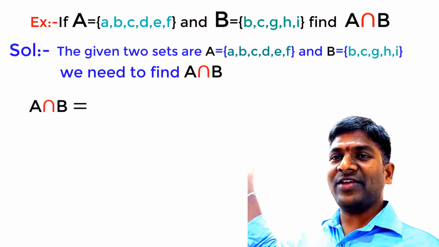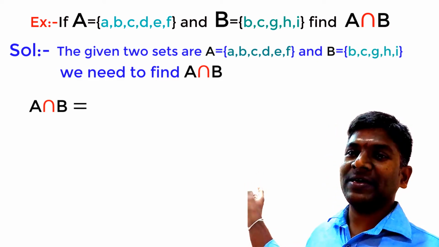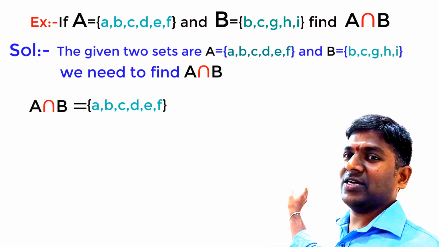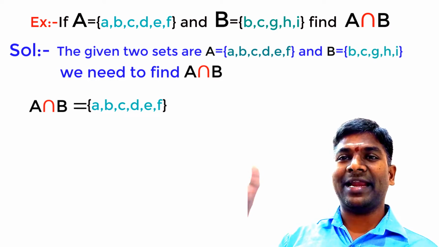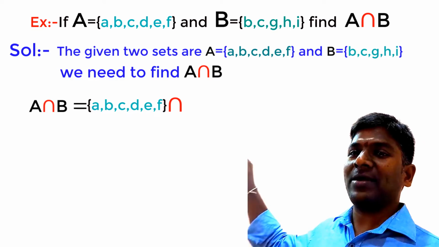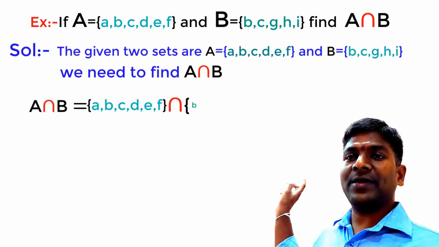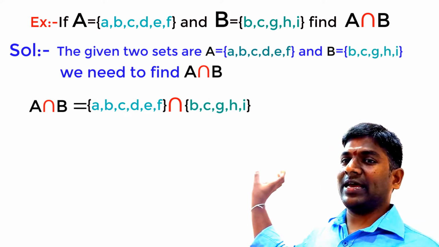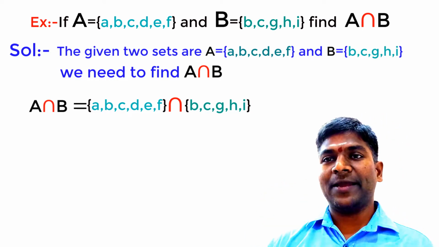What are the elements of A? So we write first set A. Set A elements are A, B, C, D, E. Now what is the operation between A and B? Intersection. So we write intersection. And what are the elements of set B? So we write the elements of set B, B, C, G, H, I, as shown on the screen. Here the set A, the intersection and the set B.